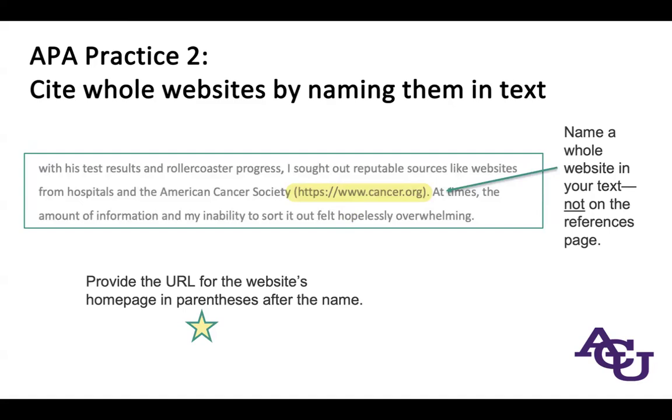In APA, if we refer to a whole website, we do so by naming the website in our text. We also put the URL for the website's homepage in parentheses after the name. So that's why I have https://www.cancer.org in parentheses in my sentence. Once you follow these steps, that's all you need to do to cite a whole website in APA format. You don't need to put a reference for the website on your references page.